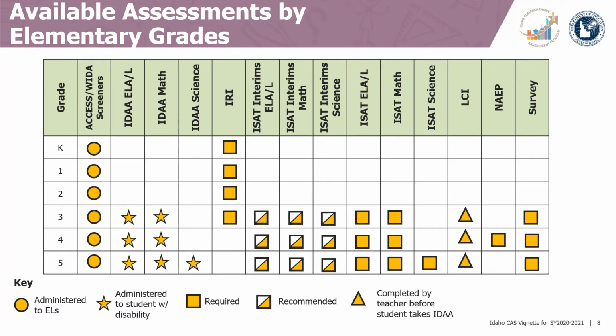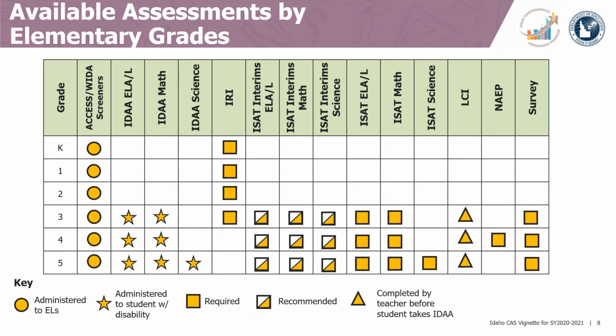Those symbols are then placed into the table to summarize assessments by grade. Let's use the grade 5 row as an example to understand the information conveyed in that row. Okay, so from left to right, students in grade 5 that are English learners are administered the Access test. Students in grade 5 with significant cognitive disabilities are administered the ELA Literacy, Math, and Science IDAA. From there, the ISAT Interims in ELA Literacy, Math, and Science can also be administered to grade 5 students, but it is optional. Students in grade 5 are required to take the ISAT summatives in ELA, Literacy, Math, and Science. If the grade 5 student takes the IDAA, then an LCI is filled out prior to the student taking their IDAA. Then, the grade 5 student also is required to fill out the state student engagement survey.